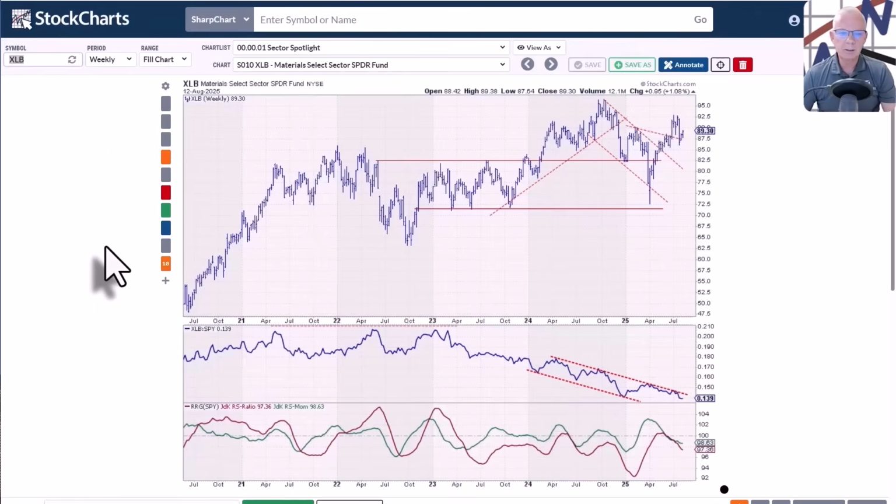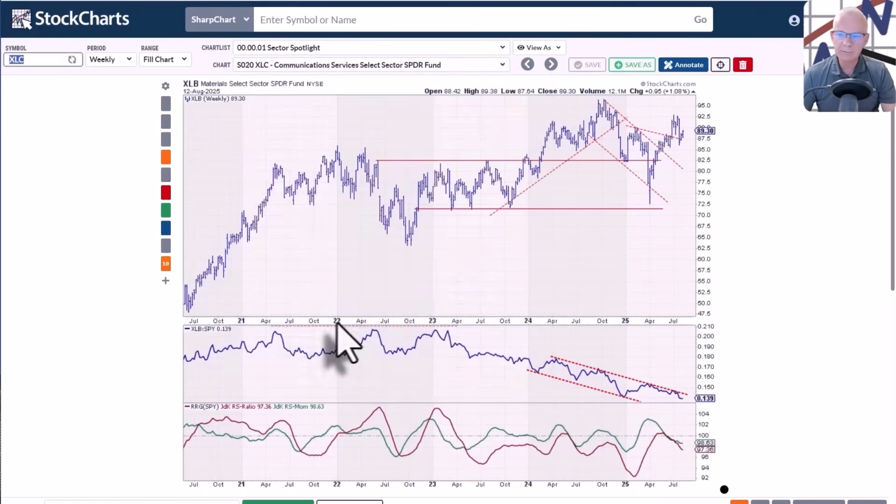So let's again do this in an alphabetical order, starting with materials, XLB. The price chart's not too bad, holding up above the breakout level, putting in a new higher low. But look at the relative strength. This has tested its falling resistance line, is now breaking the previous low, and is basically reigniting that relative downtrend, confirming what we saw on the RRG.